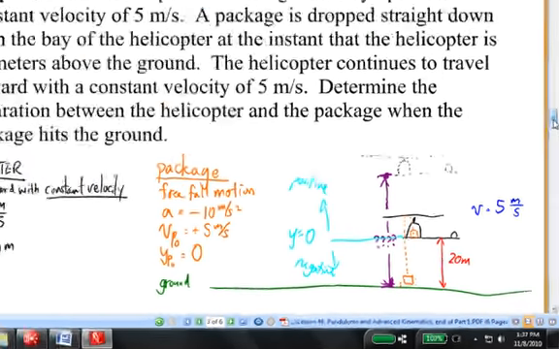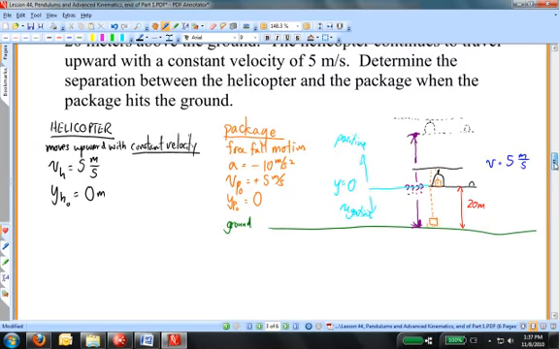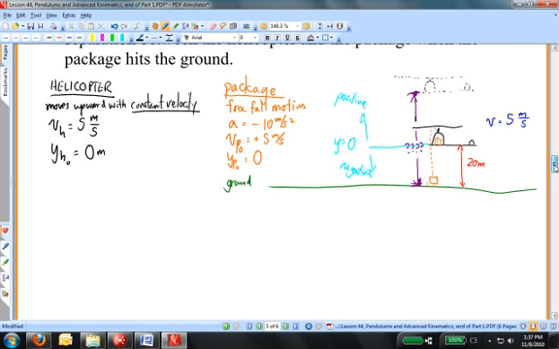Now what? Well, if we could figure out how much time, remember, you're wanting to go for the time in these problems, if we could figure out how much time it takes for the package to get from where it's starting to its final position, which is 20 meters on the negative side, we need to add that to our package information. That amount of time is going to be the same amount of time that the helicopter is going to be moving upwards at plus 5 meters per second.